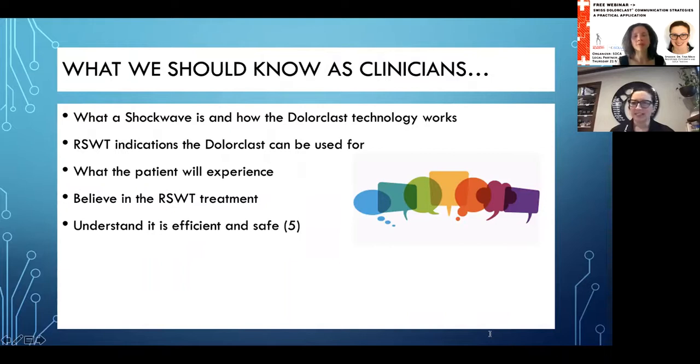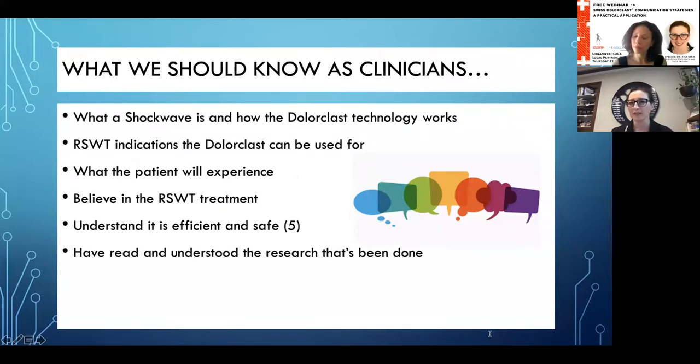Understand that it is efficient and safe. We've got lots of research to tell us that we can't really do a lot of harm to someone as long as we avoid, obviously, contraindications, but it is very efficient and it is very safe. We need to understand that, because that also gives us confidence in the technology. That you've read and understood the research that's been done. Again, I can't stress that enough. If you feel like you're not well versed, there's lots of it available on the database for free. You don't have to pay for that. So everyone should have access to this information. And if you need any links or any particular conditions, we're happy to share that with you.